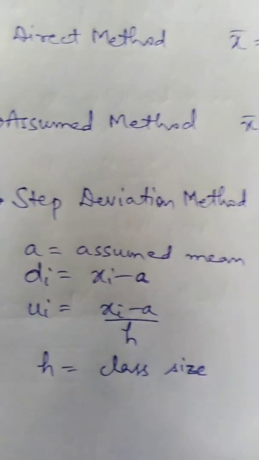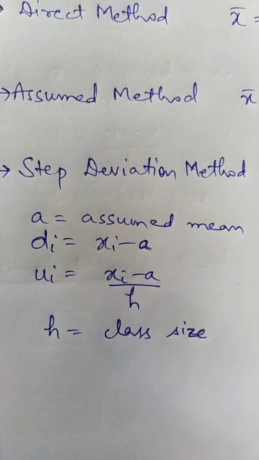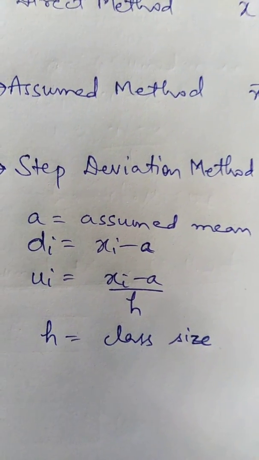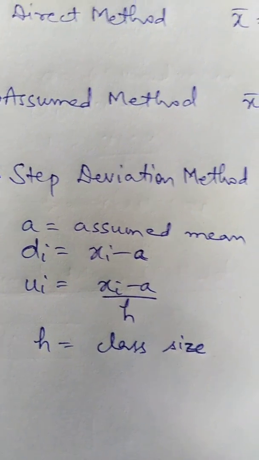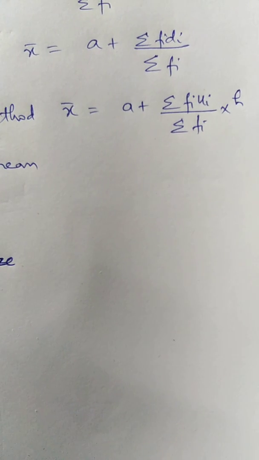Since yesterday we learned how to find the mean using the direct method. This was also learned by you in class 9th. Here I have told you the other two methods that we will be using in class 10th: one being the assumed mean method, the other being the step deviation method. I have also told you the formula for the same.